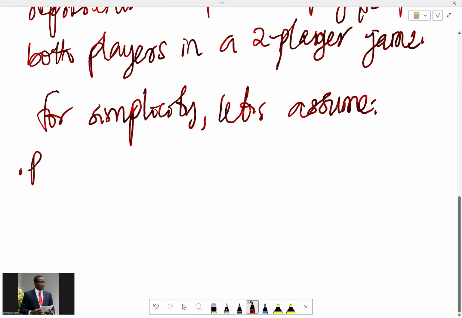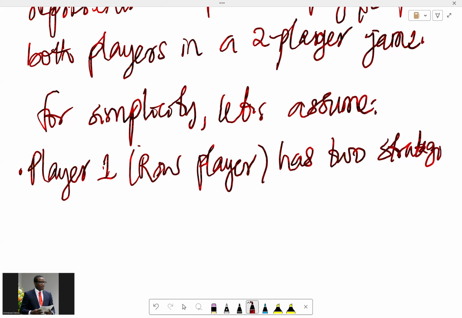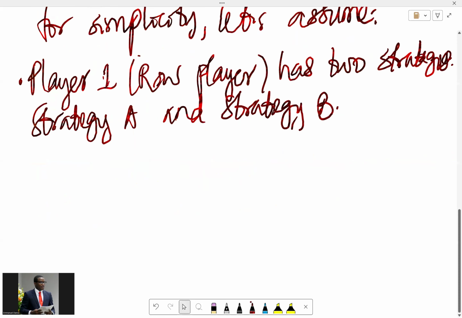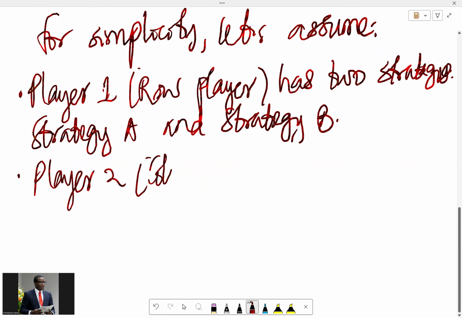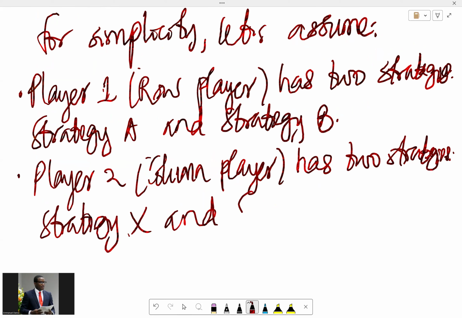First of all, player one, that is the row player, has two strategies, strategy A and strategy B. Then you have player two, the column player, who also has two strategies, strategy X and strategy Y.